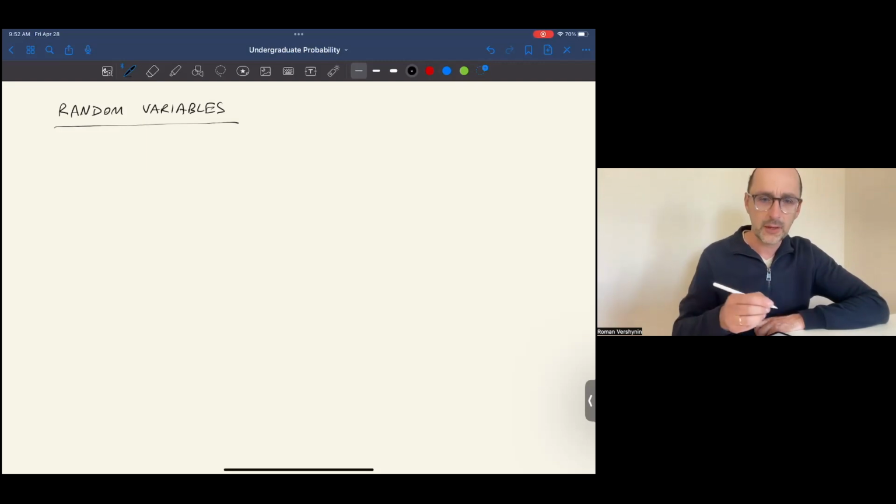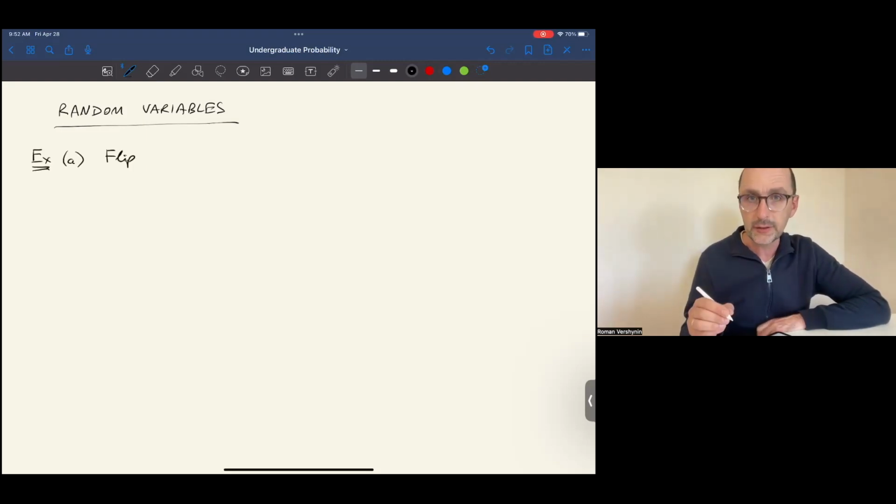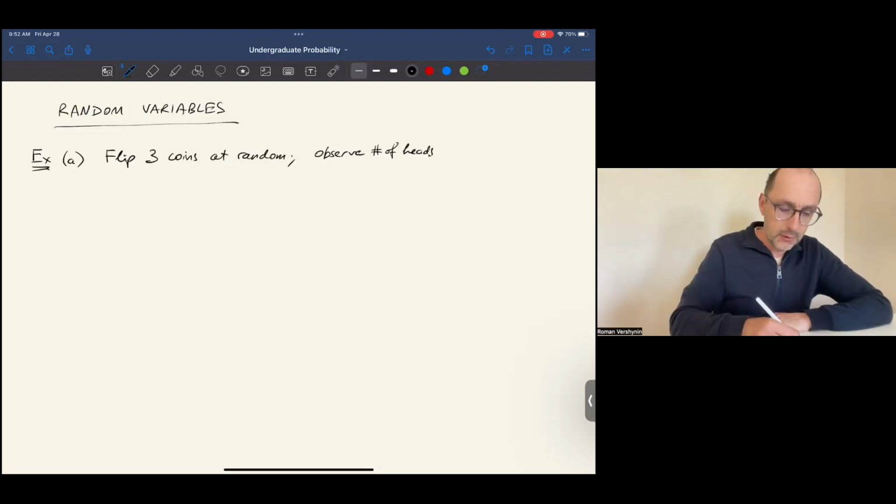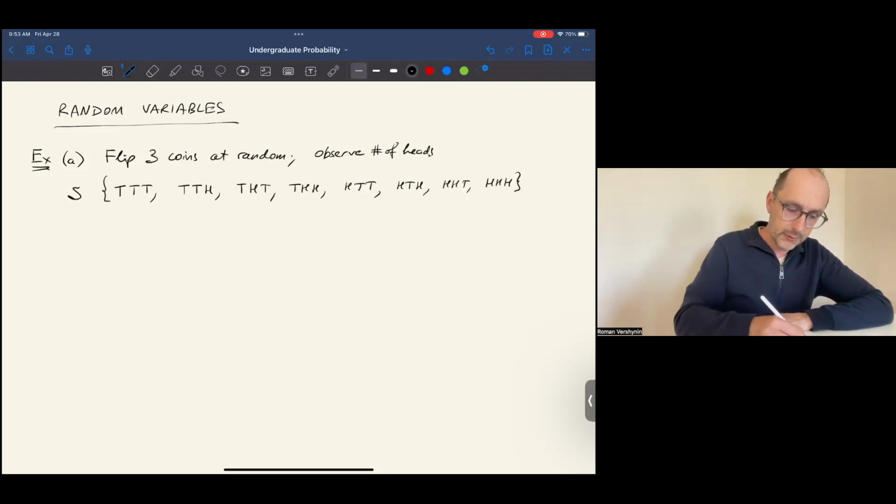Let's look at a specific example. Let's flip 3 coins at random and observe the number of heads. There are 8 possible outcomes in this experiment. All tails, 2 tails and then a head, tail, then a head, then a tail, and so on. The set of all possible outcomes is the sample space.